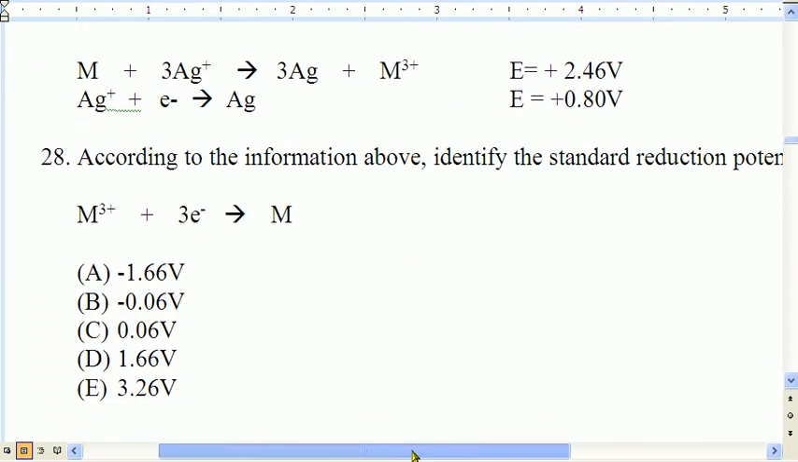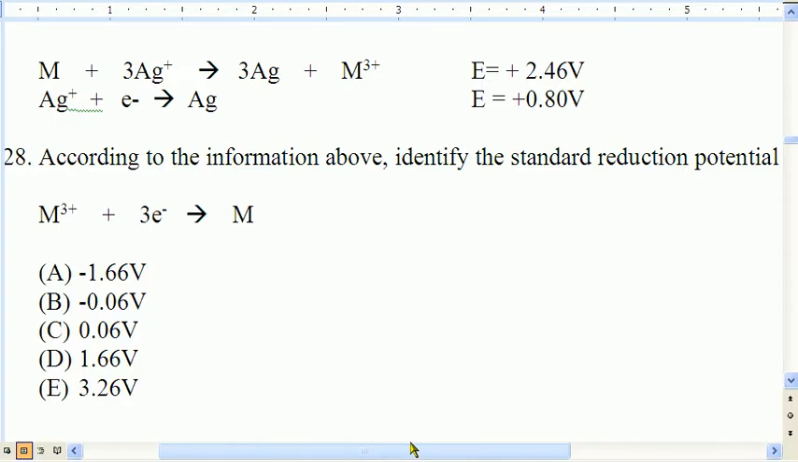Okay, 28. Let me go here to my key to do 28. A little bit tricky problem. So in this one, let me find this. Okay. The answer is A. And let's go over how I got that.